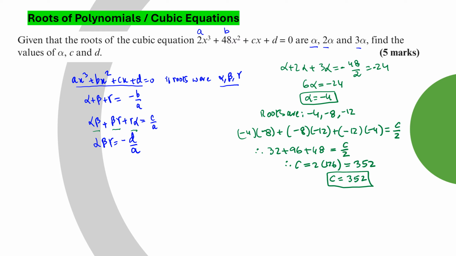So you have got c, now we have to work out d. So let's use this third bit, alpha beta gamma is minus d over a. So alpha beta gamma again is minus 4 times minus 8 times minus 12, that is equal to minus d over 2. So therefore the minus is cancelled out and d is equal to 768. So hence we got the three values, alpha, c, and d.